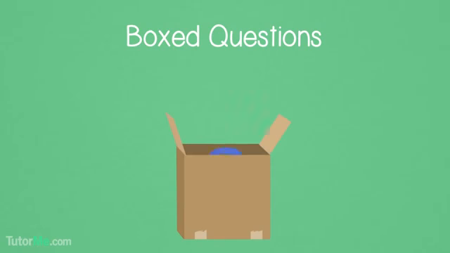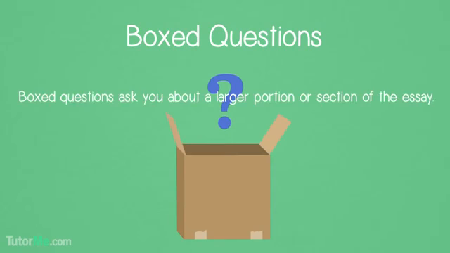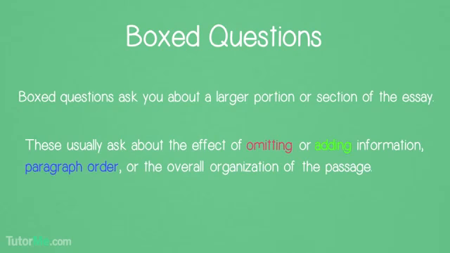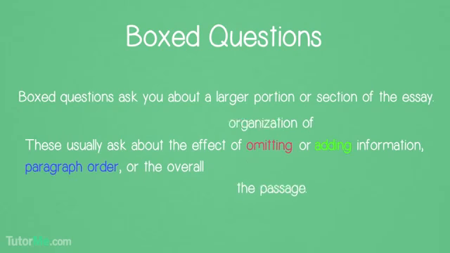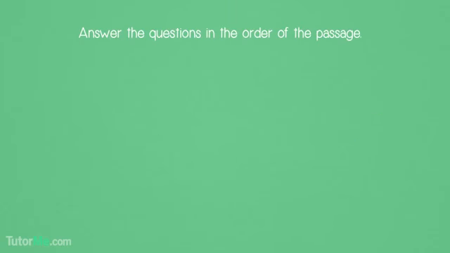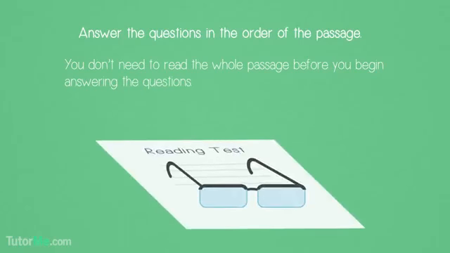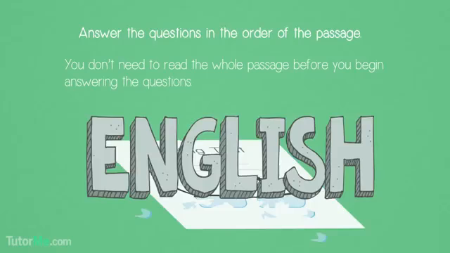The other type of question on the English test is boxed questions. They ask you about a larger portion or section of the essay or passage than underlined portions. They usually ask about the effect of omitting or adding information, paragraph order, or the overall organization of a passage. You should answer the questions in the order of the passage. You don't need to read the whole passage before you begin answering the questions. Remember, this isn't the reading test, it's the English test.